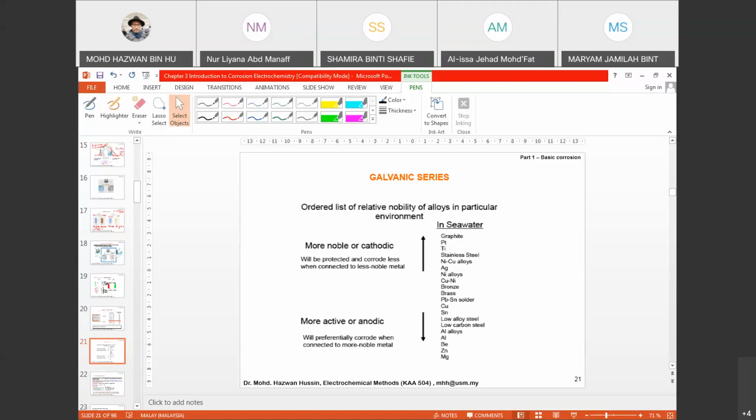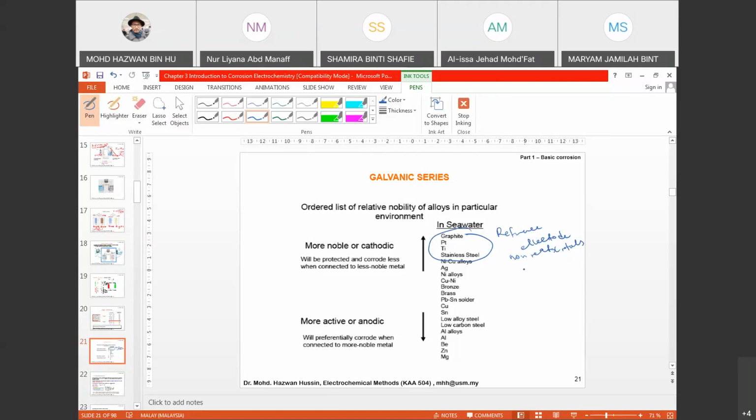So you can see there, like graphite. Graphite is just carbon only. It's a non-conducting material. Then this one will become more noble. So that's why you will notice graphite, platinum, titanium, and stainless steel are normally used as reference electrodes in any electrochemical measurement. The reason is that these electrodes are non-reactive metals.